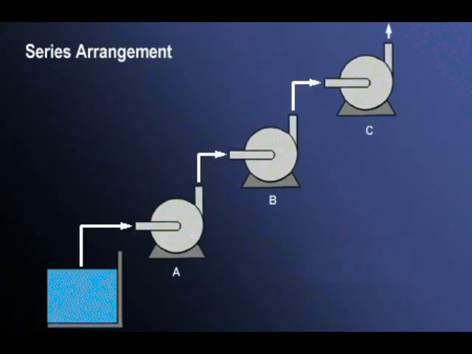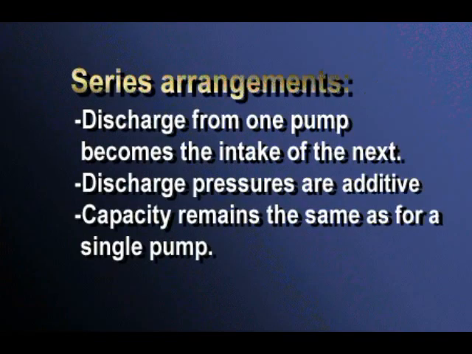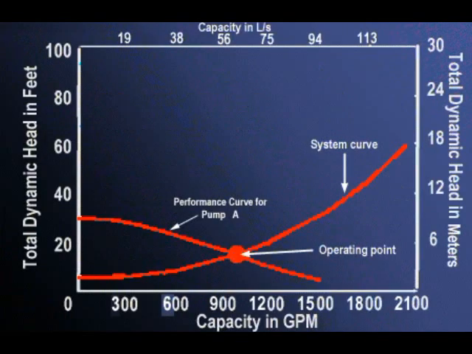This diagram shows pumps arranged in series, as might be done in a water treatment facility. In a series arrangement, the discharge from one pump becomes the intake for the next pump. Discharge pressures are additive, while the capacity remains the same as for a single pump. Let us look at an example of how pumps in series work together.